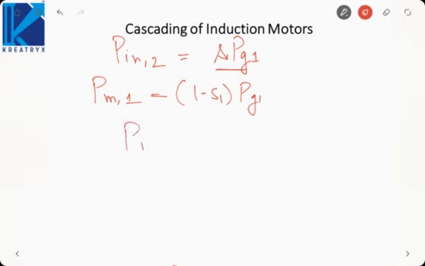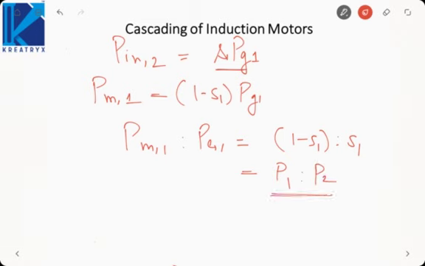So here I am recovering this power and making it useful. The ratio of mechanical power to electrical power will be (1 minus S1) is to S1. So this will come out to be P1 is to P2. So the ratio of the number of poles indicates how much slip power I can recover from the first induction motor to drive the second induction motor. That is also called a slip power recovery scheme, or we can say cascading of two induction motors.